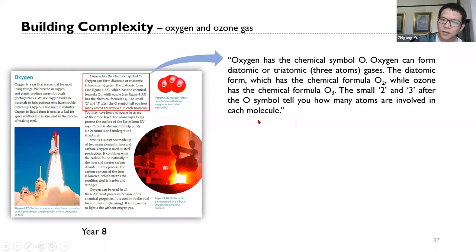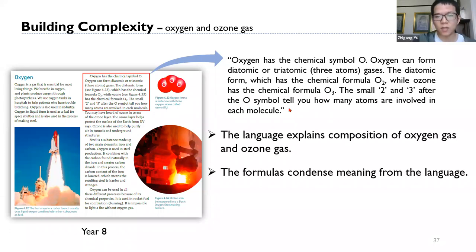Let's have a read. Oxygen has the chemical symbol O. Oxygen can form diatomic or triatomic gases. The diatomic form has the chemical formula O2, while ozone has the chemical formula O3. The small 2 and 3 tell you how many atoms are involved in each molecule. So you can see that the text language here explains the composition of oxygen and the oxygen gases.